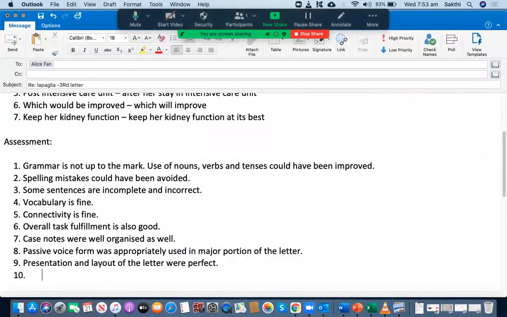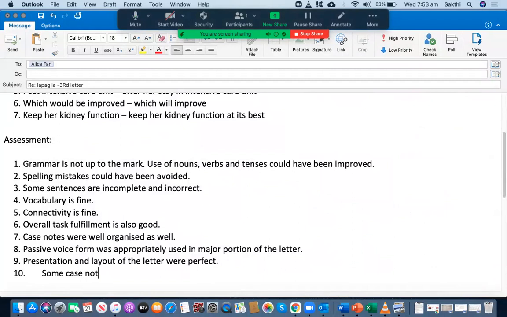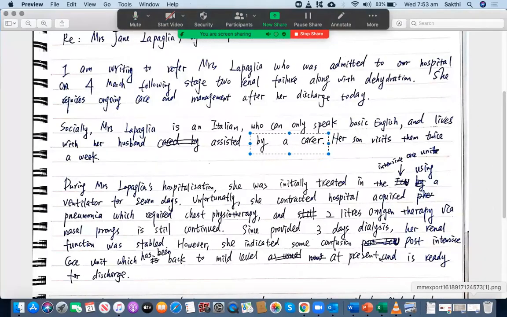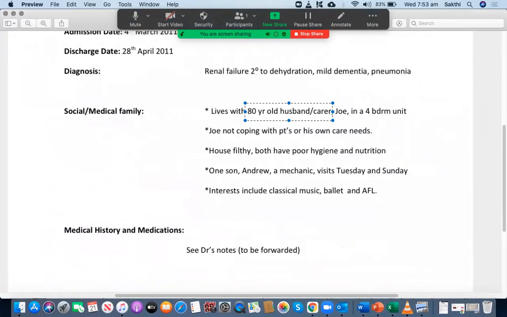Okay. All right. Case notes. Some case notes were missing or interpreted incorrectly. Okay, so let's go through the remaining case notes. Joe not coping with the patient's or his own care needs. Okay, so you need to mention that. And then house filthy, both have poor hygiene and nutrition. That's all right. One son. Yeah, she has mentioned it.